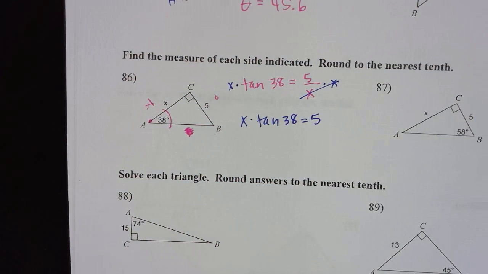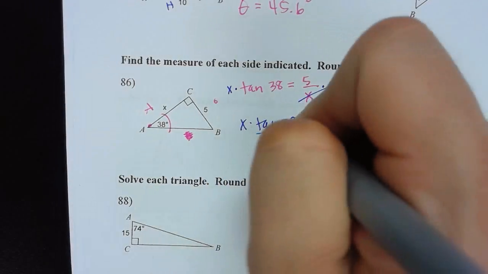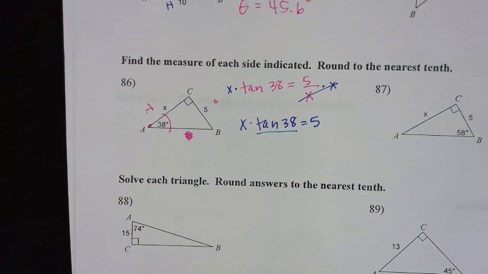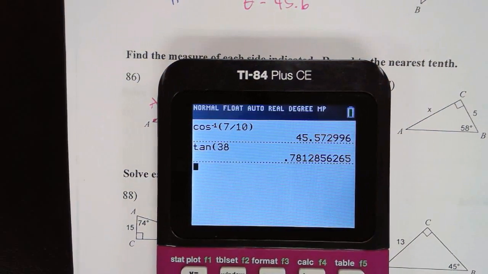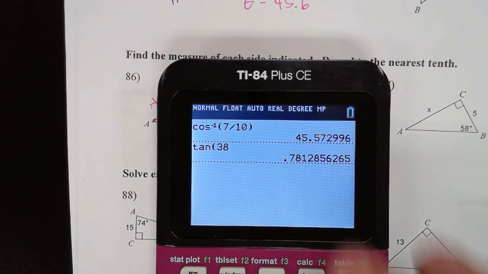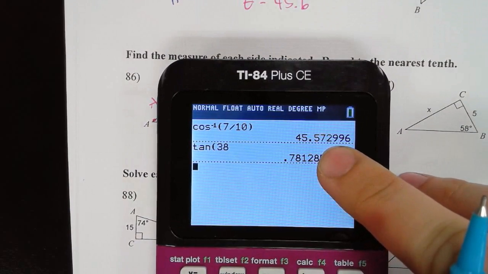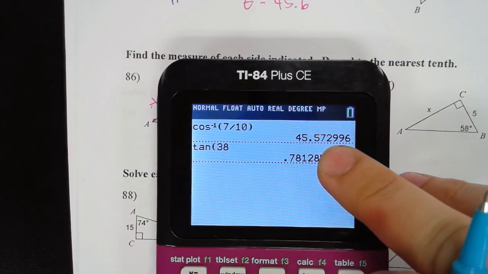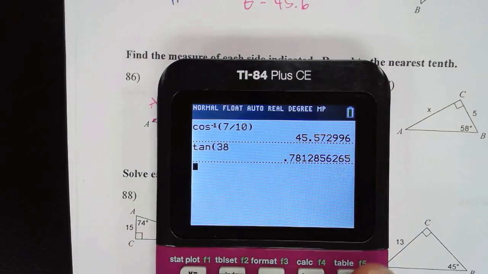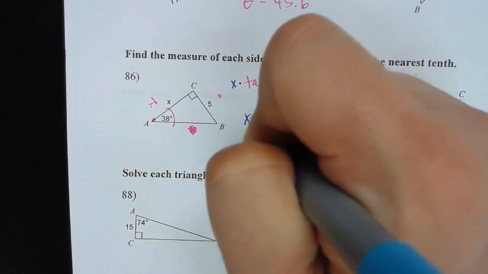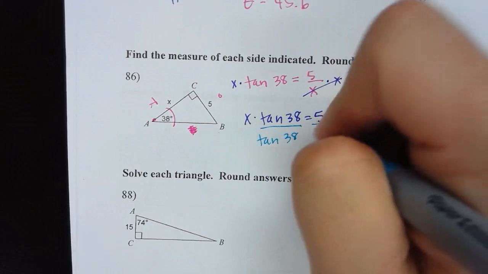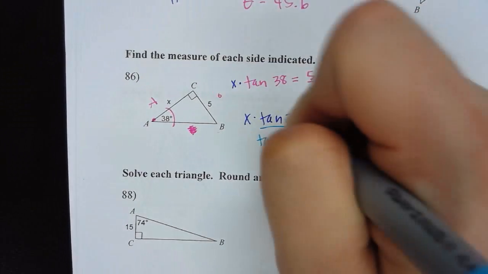It is possible right now to change this tangent 38 into a number, but if you do that, it's not my favorite way to do it. If you do, I'm not going to just put 0.7 or 0.8 because that's too much rounding. I want to round all the way out here, 0.7813 or 0.78128, as far as we can out, because the more you round, the more unreliable your number will be. So when people build bridges, when they build roller coasters, we don't want to have a whole lot of rounding error. We want to be as exact as possible.